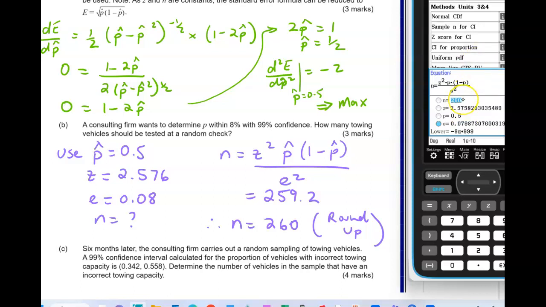But if I put in 259 and solve for E, you can see how 0.08 is exceeded, not by much, but it's still exceeded. And you want to be within that 8%. So that's outside of the 8%. Hence, we have to round up to 260.